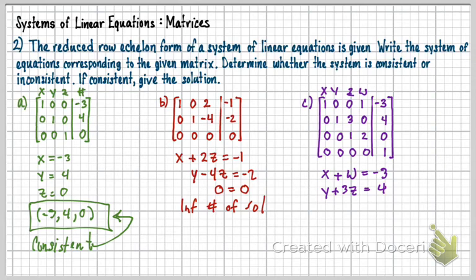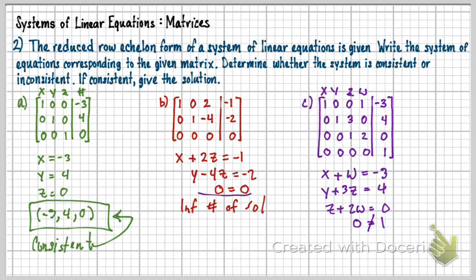And then for my third equation, it's going to be this third row. That's going to be 1z plus 2w equals 0. And then for my last row, it's going to be 0x plus 0y plus 0z plus 0w, which is 0, equals 1. First off, all I did here was write the system of equations corresponding to the given matrix. Then I have to determine whether this system is consistent or inconsistent. For this one, it'll be inconsistent because 0 never equals 1. And I know that right away.